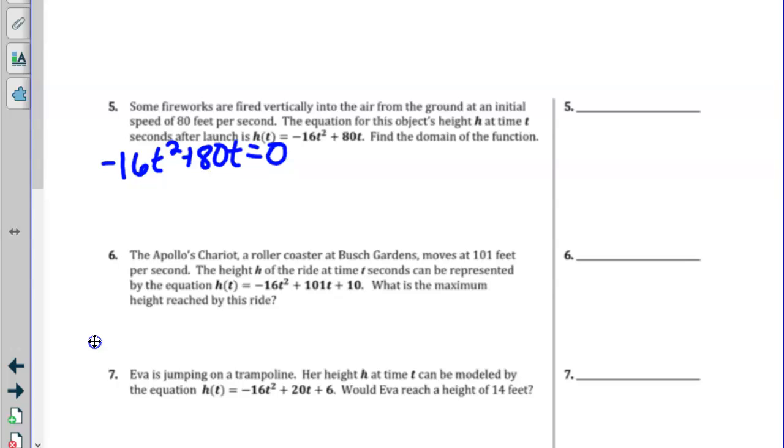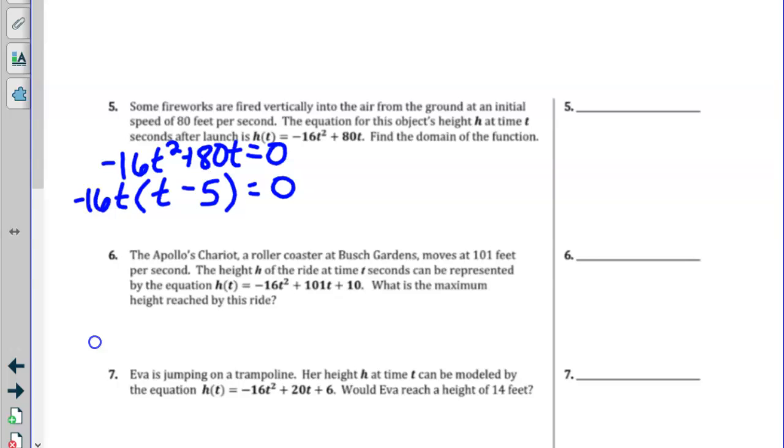More than 4, that's a common factor. More than that? More than 8? 16. 16, there we go. So we can take a negative 16t out. And what do I have left? T. I took a negative out, so it'd be minus. What's 80 divided by 16? 5, very good. Remember, when your A term is negative, you always take a negative out.